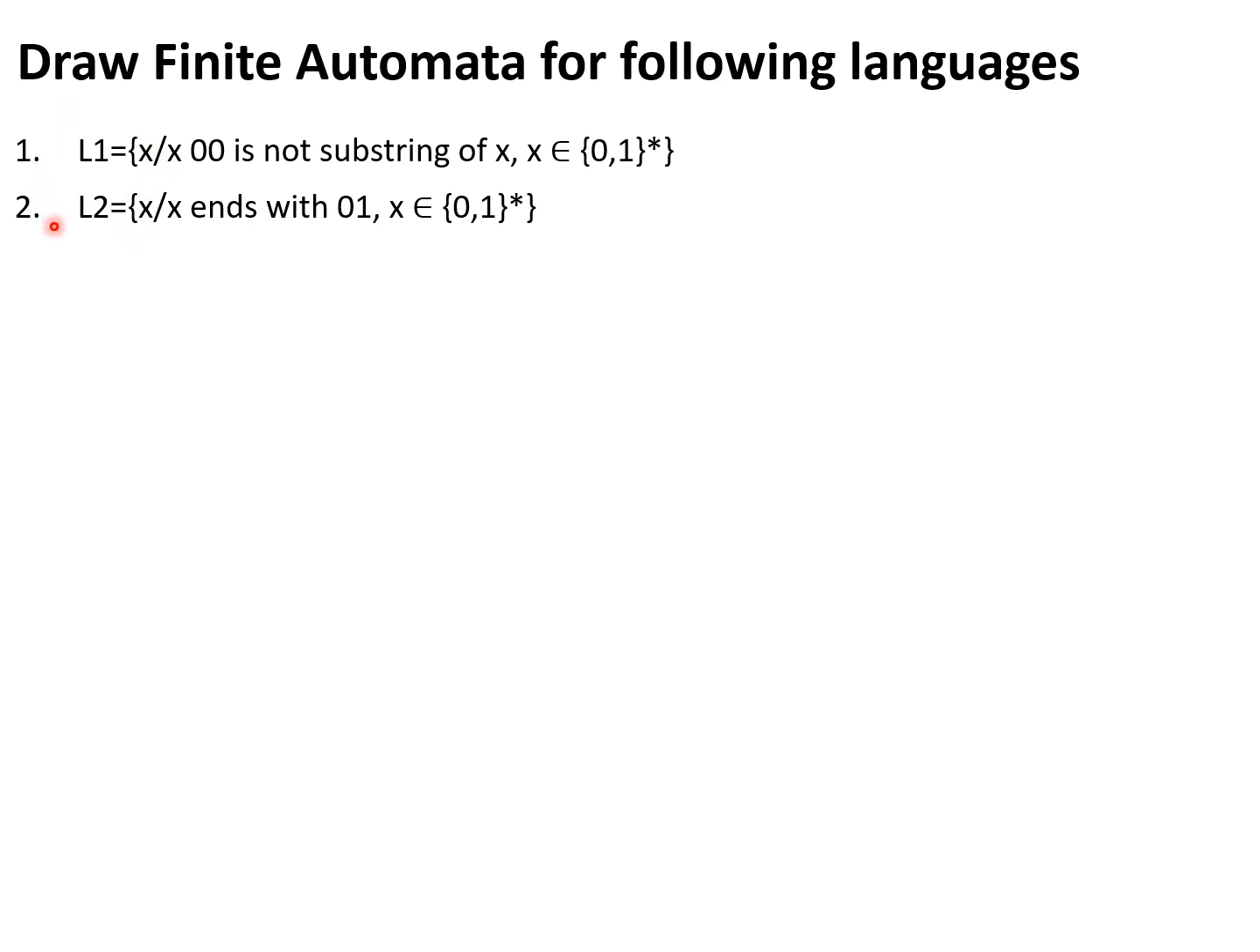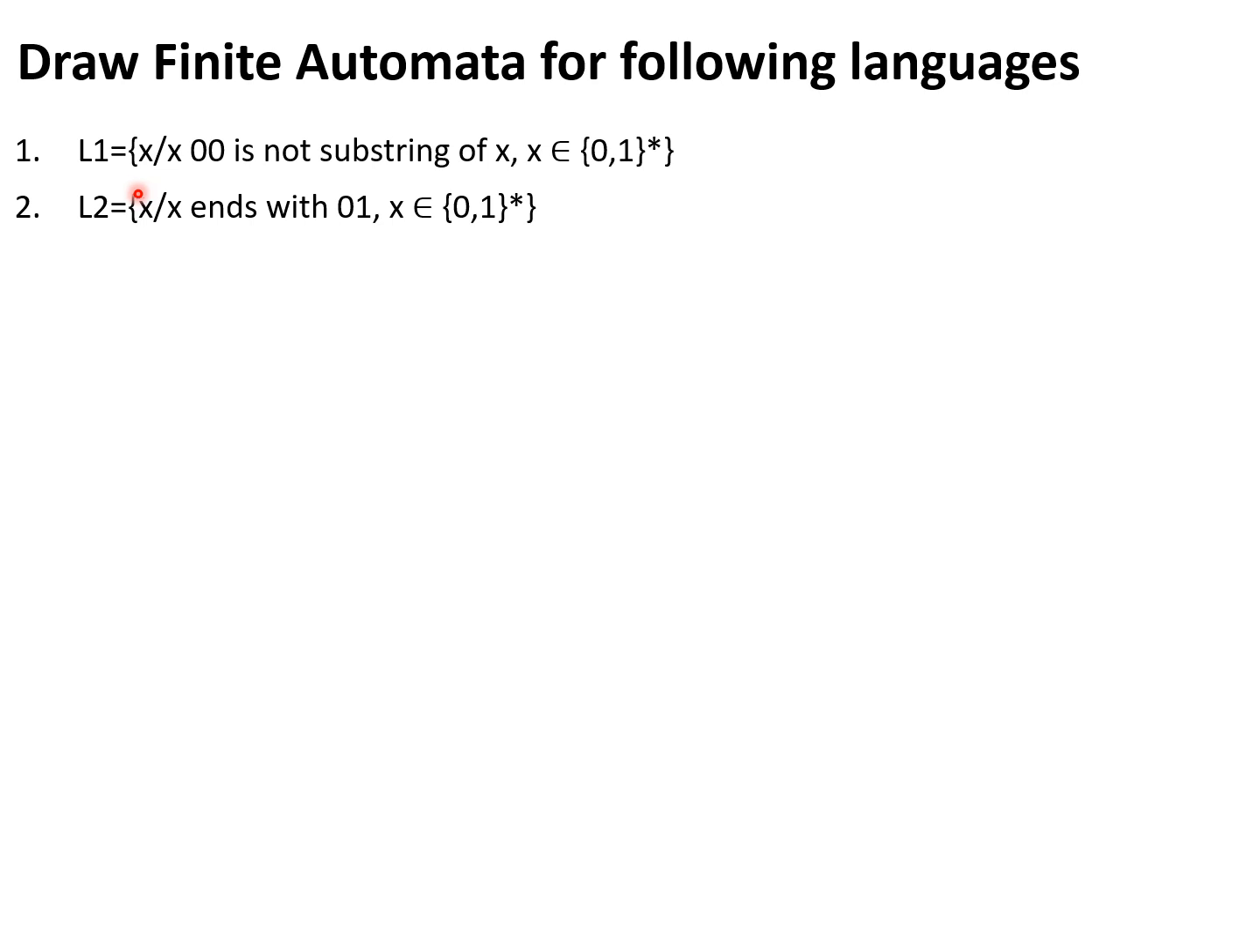There are two languages as given here. L1 is equal to x such that 00 is not a substring of x, where x is over 0 comma 1. Another language is L2 is equal to x such that x ends with 101, where x will be 0 or 1.